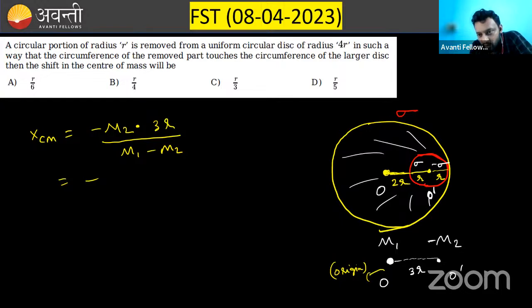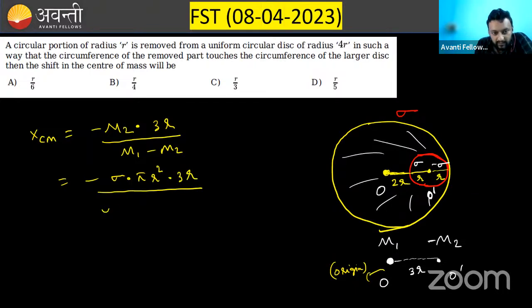M2 is the mass of this smaller hole. This smaller hole has a density sigma and area pi r square, into 3R divided by M1, the mass of the whole disk, which has a density sigma into area of pi, radius is what? 4R. So if we square it, it will become 16R square. Minus M2 is what? Sigma into pi R square.